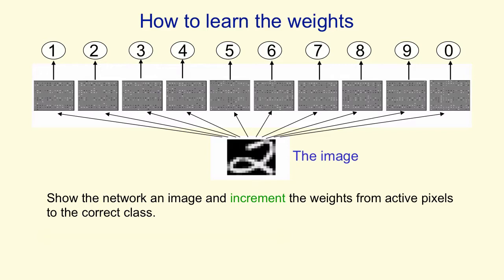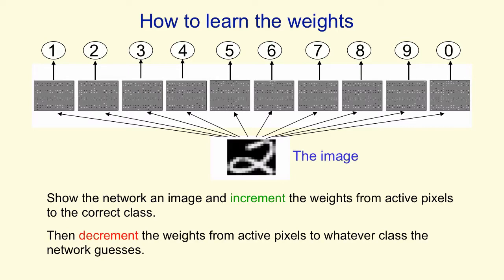So we need some way of keeping the weights under control, and what we're going to do is we're also going to decrement the weights from the active pixels to whatever class the network guesses. So we're really training it to do the right thing rather than the thing it currently has a tendency to do. If, of course, it does the right thing, then the increments we make in the first step of the learning rule will exactly cancel the decrements, and so nothing will change, which is what we want.